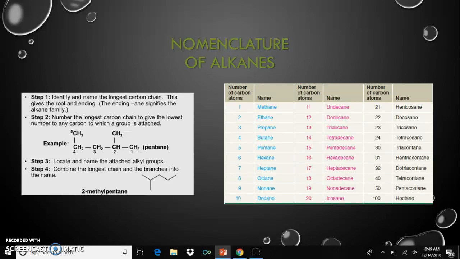And then finally, name the compound. The parent alkane will be the last part of the name and is preceded by the names of the substituents and their numerical locations. Hyphens are used to separate the numerical locations from the words. The name is 2-methylpentane.